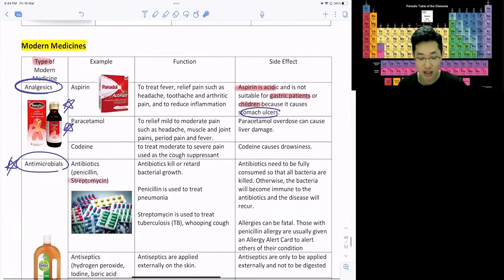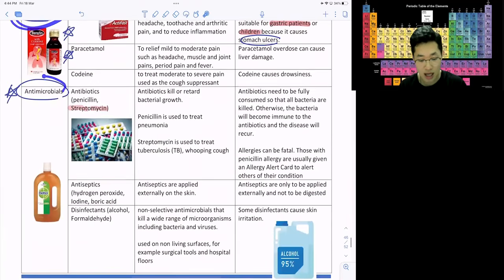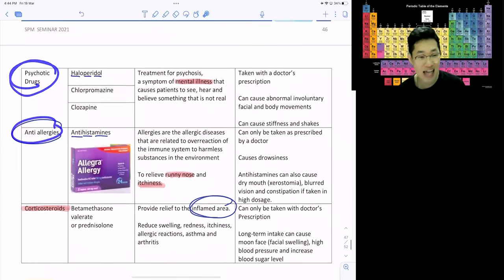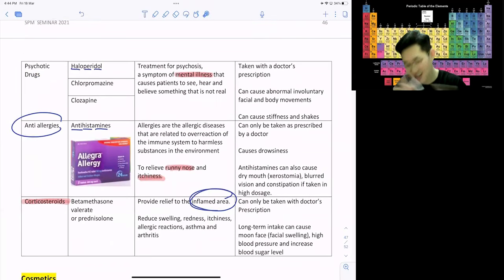Most important ones: analgesic, anti-microbials, psychotic drugs, anti-allergies, corticosteroid.